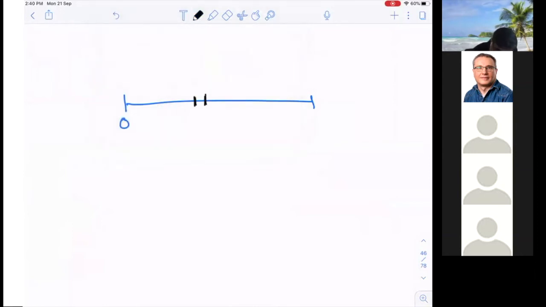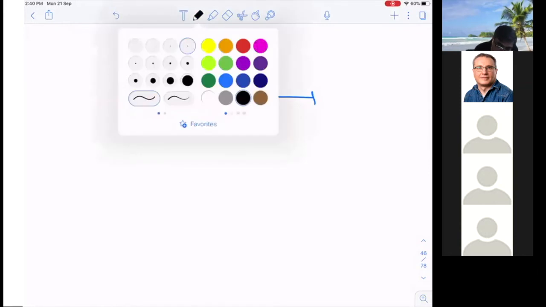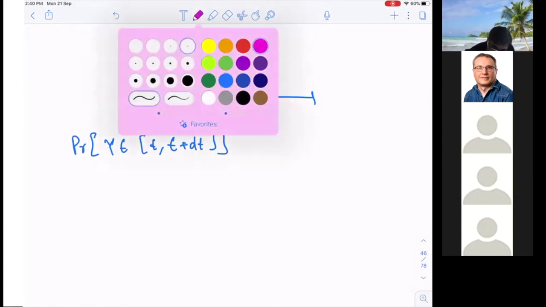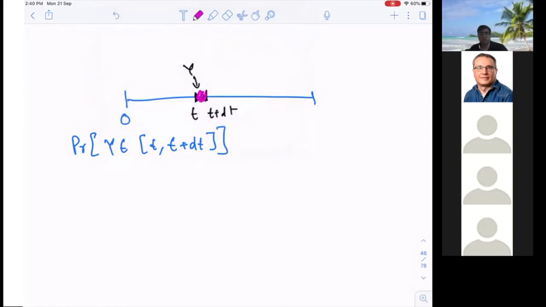Now suppose y is infinitesimally between, say, t and t plus dt. This is y here. We would like to compute the density function of y. So basically we would like to compute the probability that y belongs to t comma t plus dt. So this is what I'm interested in. I want to say that the minimum is going to be in this interval. This is the interval where the minimum is going to belong.